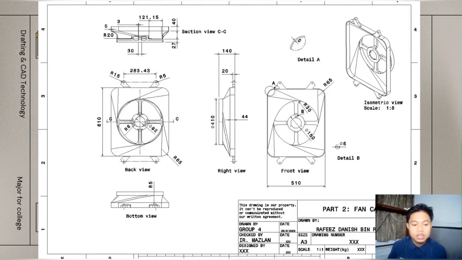And the next slide shows, for example, five cases of 2D drawing. The first is detail A, detail B, right view, section view, back view, and the last is a bottom view. And as you can see, this is an isometric view, at a scale of 1 to 8.